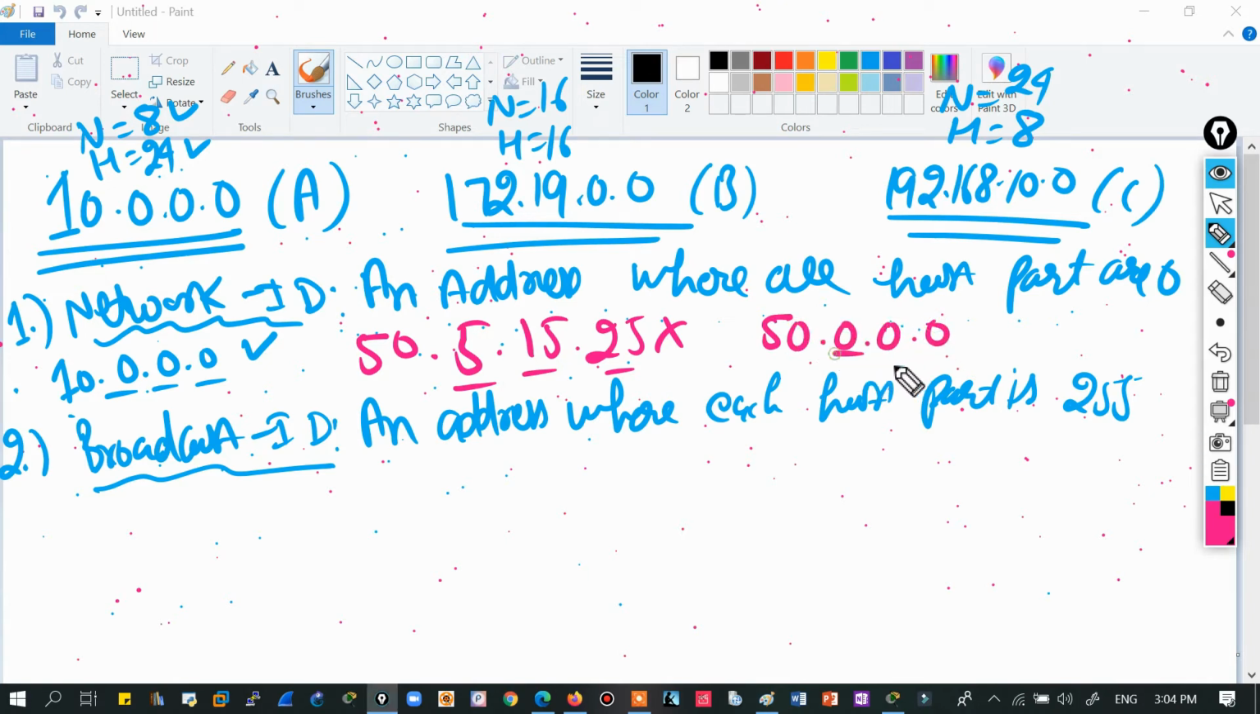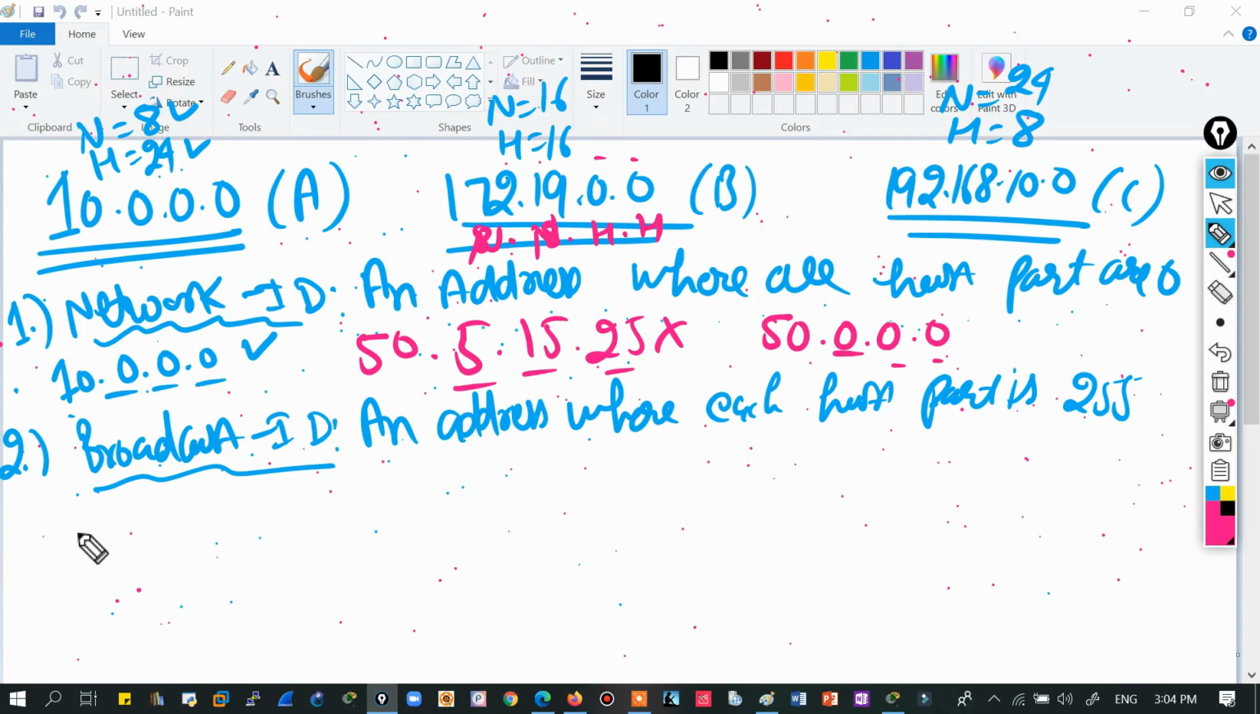50.0.0.0 means all host parts are 0. And how to identify which parts are host? Let's take the example of class B. In class B, 16 bits means 8 and 8, so these are network parts and these are your host parts. It means these two parts can never be other than 0 to make it a network ID.